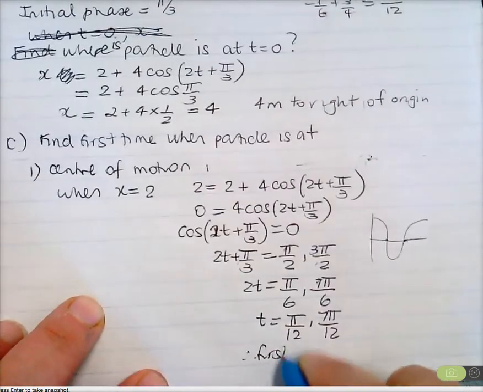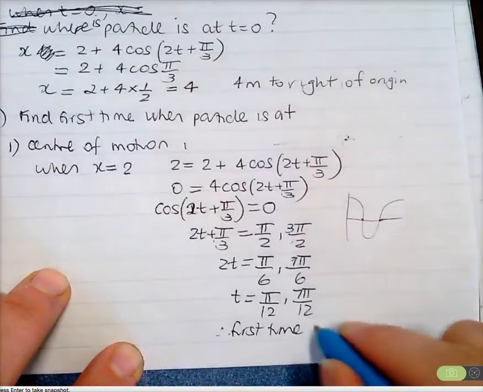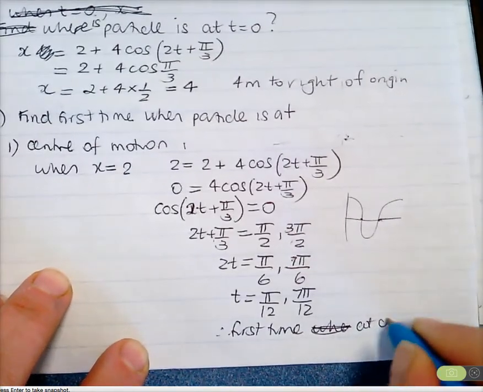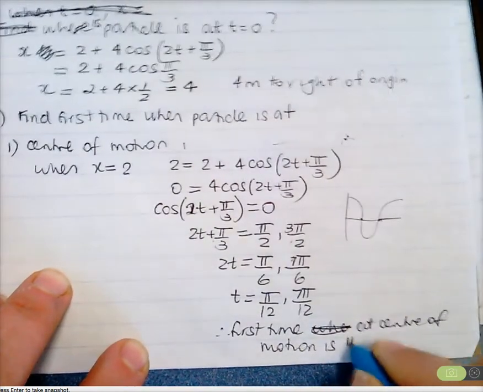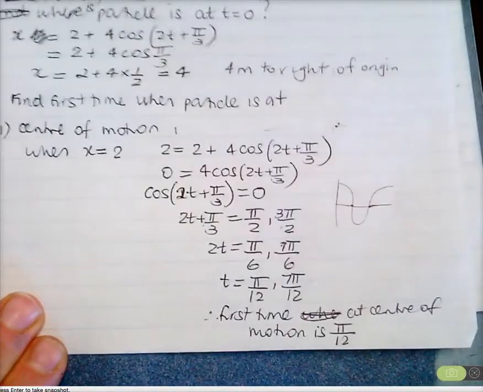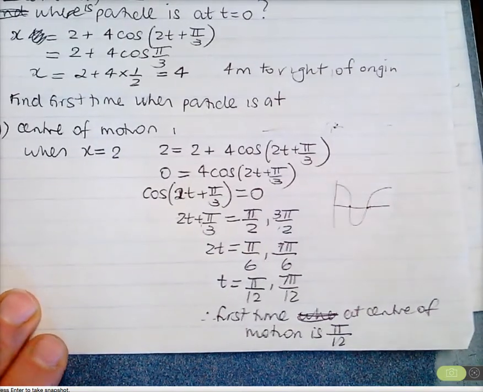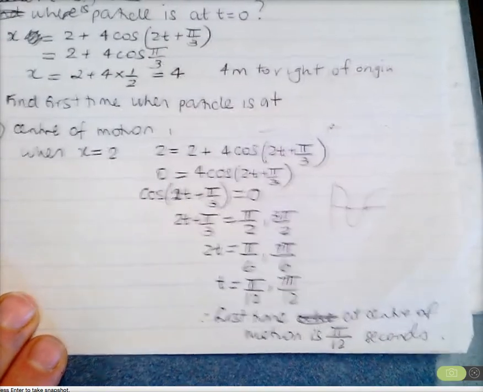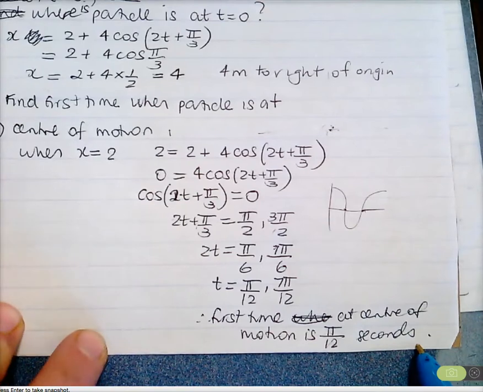Therefore the first time, girls, we saw it in our graph. The graph had the answer. Miss, if we drew the graph in our example, do we still have to write all that working out? No. If you've drawn that, you can read the answers off the graph. So it helps to be a good graph drawer. The first time the particle is at the center of motion is pi on 12 seconds.